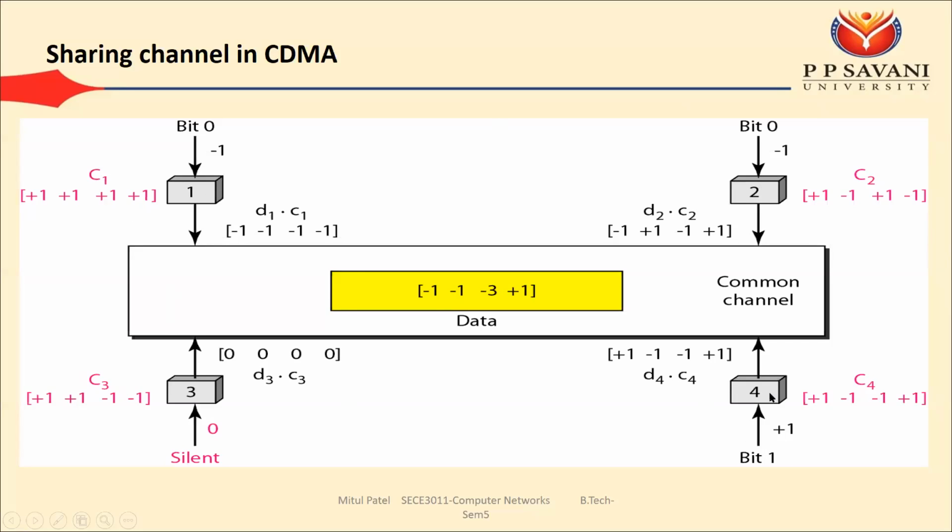So we have the common data. That data is a collection of the data from all the devices. So all the devices can know what data the other stations in our network are sending. That's why we require that security mechanism, in which first we need to verify whether that data is for the particular source.